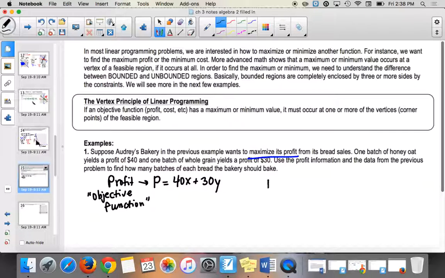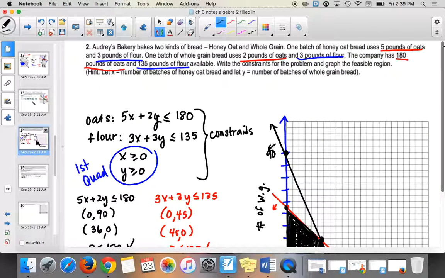Okay, so we need to find the corner points. And I would say, for the most part, almost every single corner point will be very easy to find. There's usually only one that you have to find using another method. So let's look at our picture. Let's go back to the picture.